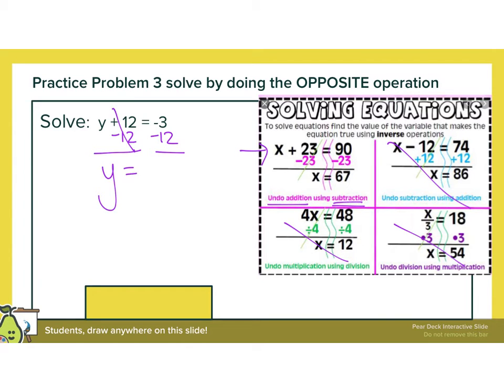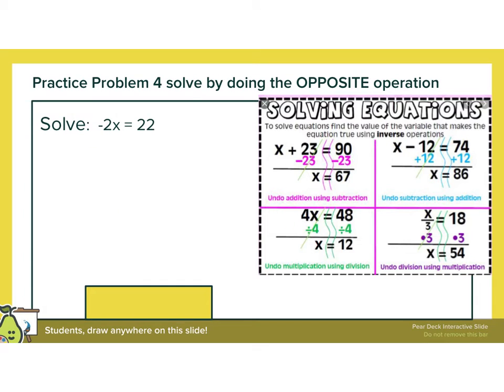Now when I'm subtracting, it said to change the sign and then add them together. So 12 plus 3 is 15. They're both negative, so they stay negative. Y is negative 15.